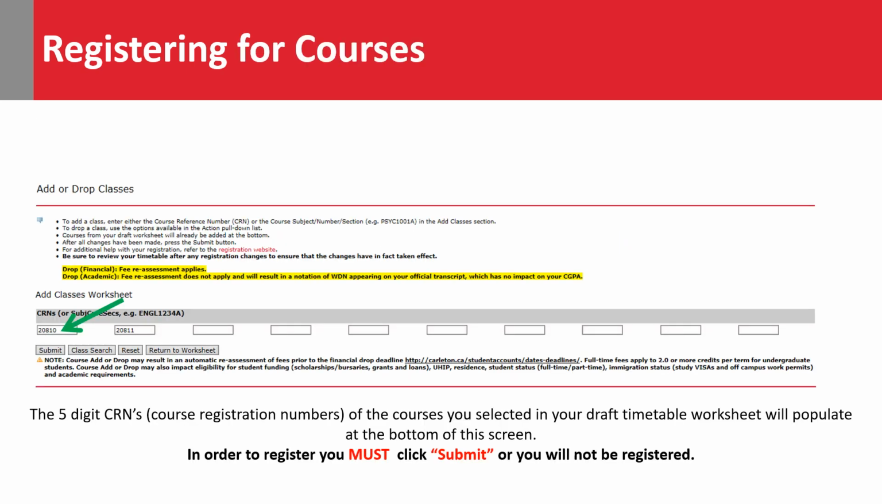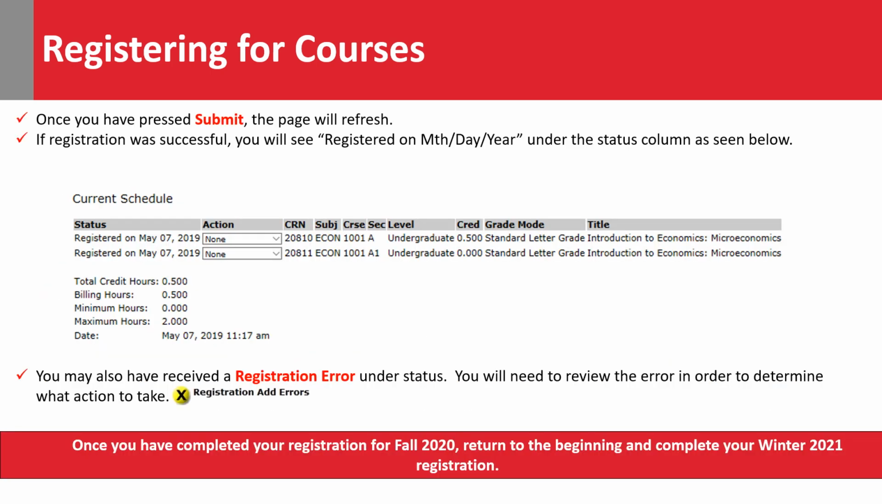Registration. All of the 5-digit CRNs, course registration numbers, of the courses in your draft worksheet will populate at the bottom of the screen. In order to register, you must click Submit. If registration was successful, you will see Registered on Month, Day, Year under the Status column, as seen below. If you see a registration error in this column, you have not successfully registered for the course. Review the error to determine your next step. Once you have completed your registration for fall, return to the beginning and complete your winter registration.